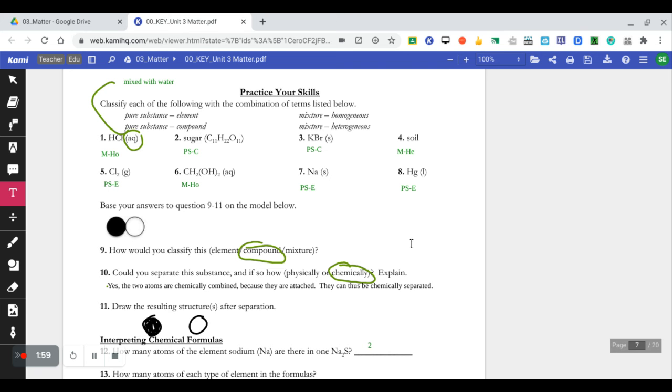The trickiest one, I think, in this one is usually the sugar. Because there is only one thing here, it's only sugar. That's what makes it a pure substance. There's no water, there's no salt, there's nothing else here. Therefore, it's a pure substance. Even though there's three elements together, the definition of a compound is three or more elements chemically combined. And because I wrote them all connected together, that means they've been chemically combined.